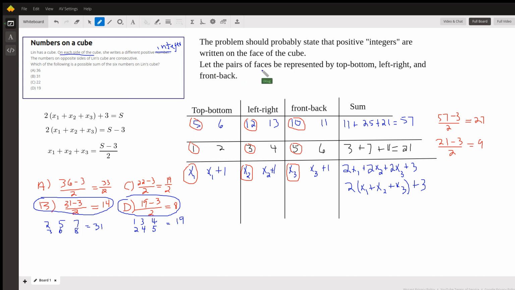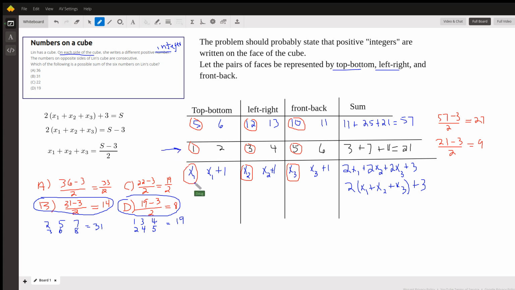So think of the pairs of faces as top and bottom of the cube, left side and right side, and front and back of the cube. So if we put the number 5 on the top, then 6 would be on the bottom. We put 12 on the left, 13 would be on the right, 10 on the front, 11 would be on the back. And the sum of all those numbers is 57. Similarly, second row, you can follow along.